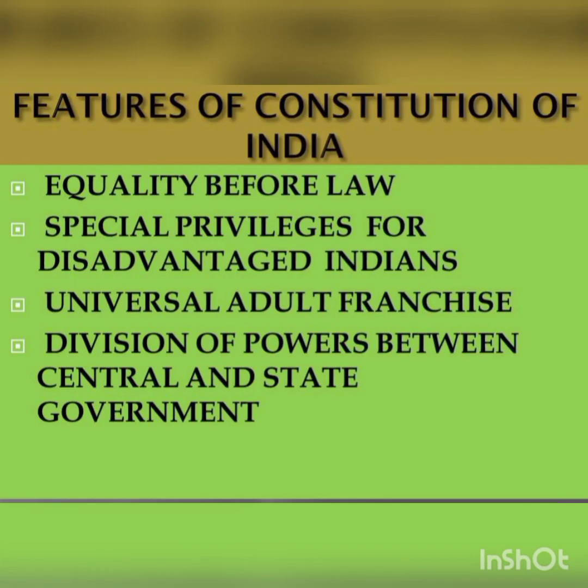Now students, just have a quick look at the features of the Constitution of India. The highlights are equality before law. So the Constitution declared that all Indians, irrespective of their caste, religion and gender, are equal before the law. People of all caste communities, regions and religions would enjoy the same rights and no person would face any kind of discrimination in India. And students, special privileges for disadvantaged Indians were also given.